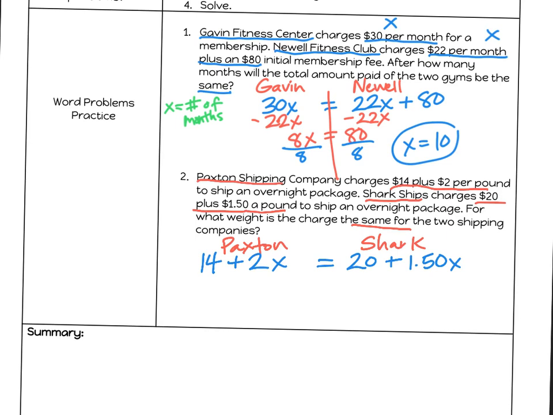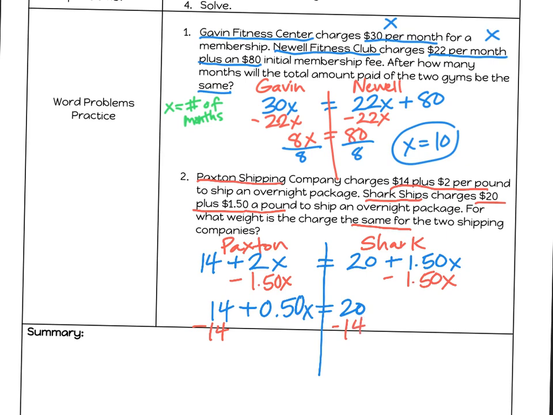We are going to get rid of the smallest variable. So I'm going to subtract 1.50x on each side. And so that's going to give me 14 plus 0.50x equals 20. I want to isolate the variable, so I'm going to get rid of the constant. So I'm going to subtract 14 on both sides. When I do, I get 0.50x equals 6. I'm going to divide by 0.50, divide by 0.50, and when I do, I get x equals 12.